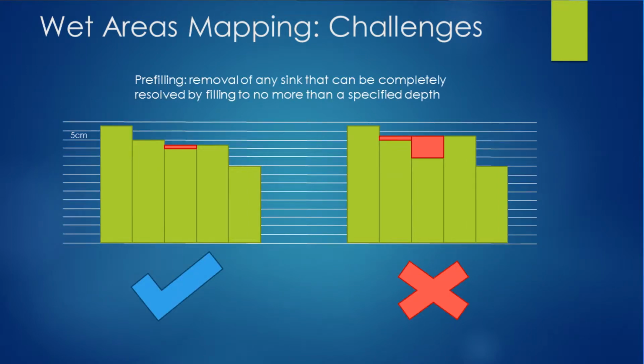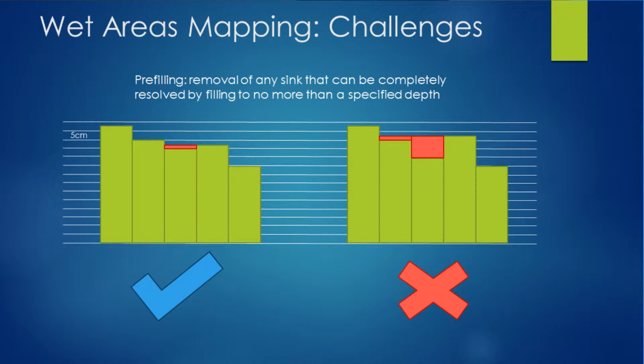What we started to look at was that LiDAR data was noisy when we looked at all these micro sinks and the micro topography that exists based on the classification of the bare earth LiDAR. So we started to look at something called pre-filling. That's the removal of any sink that can be completely resolved by filling to a very, very small number.